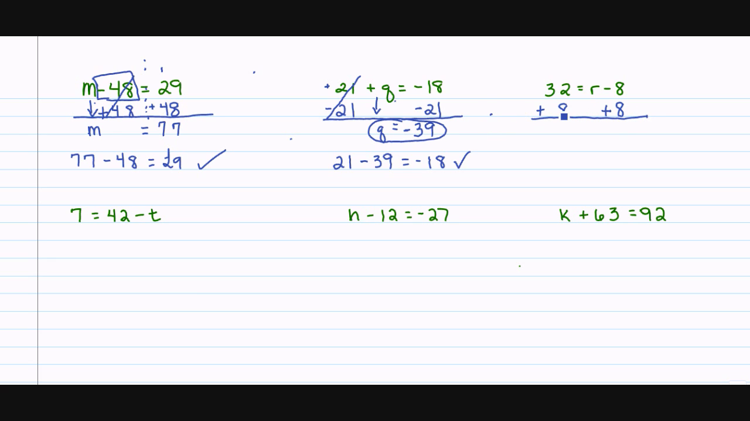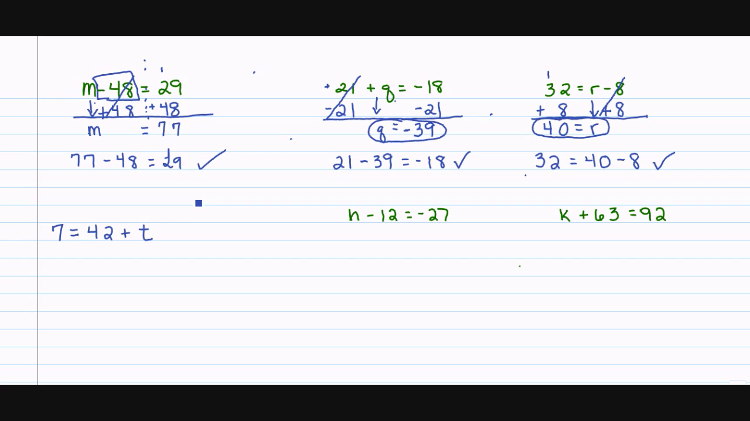32 plus 8: 8 plus 2 is 10, carry the 1, 3 plus 1 is 4, equals. Bring my r down, and these cancel out because positive and negative of the same thing is 0. My answer is r equals 40. I'm going to substitute it into r. 32 equals 40 minus 8. Is that true? Yes, it is. Okay, let's take a look at the next one.